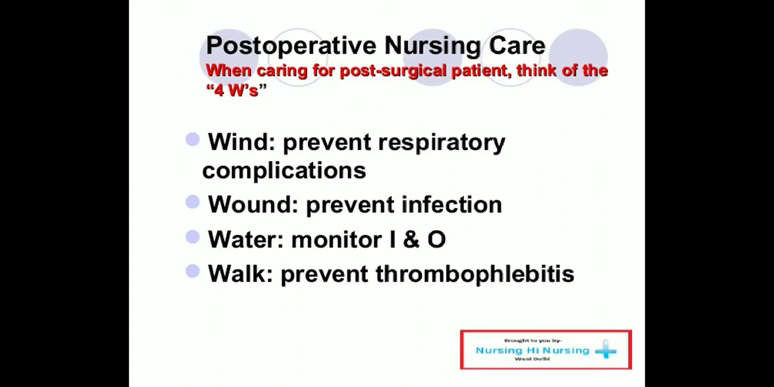And while caring for a post-surgical patient, always remember these 4 W's. So what are the 4 W's? Wind, wound, water and work. Wind means to prevent respiratory complications. So that's why, as a nurse, we have to ask the patients to do deep breathing exercises, coughing exercises or incentive spirometry. In wound, we have to prevent infection of the wound by providing sterile wound dressing techniques.